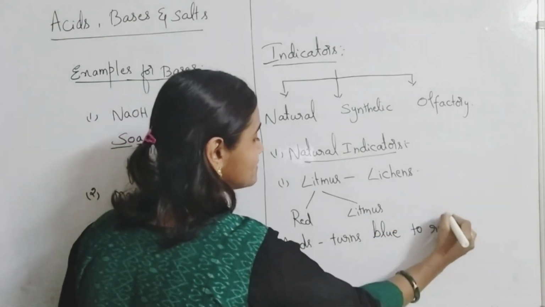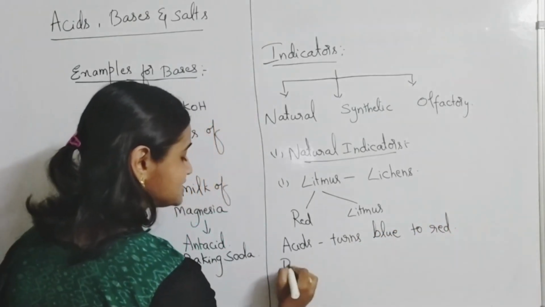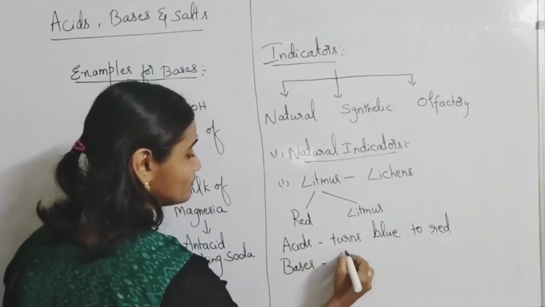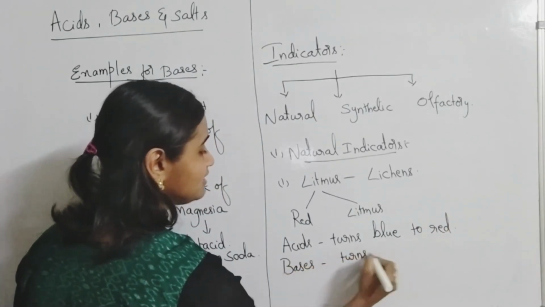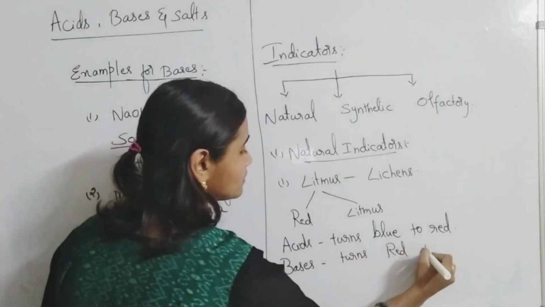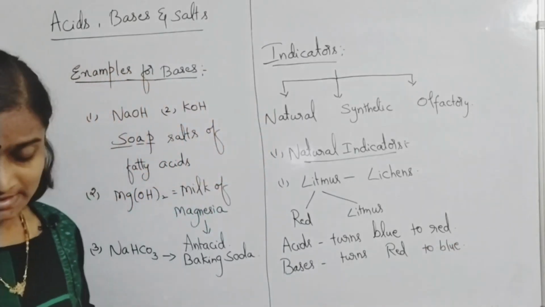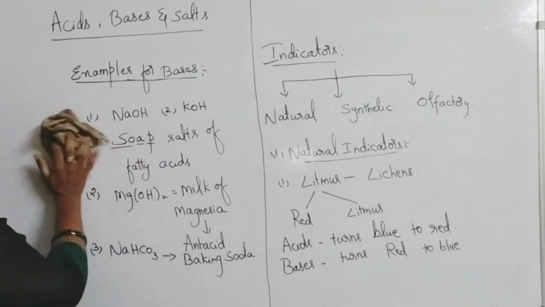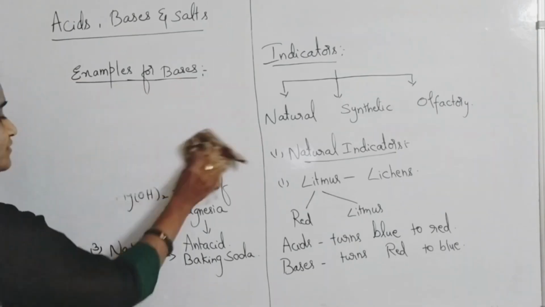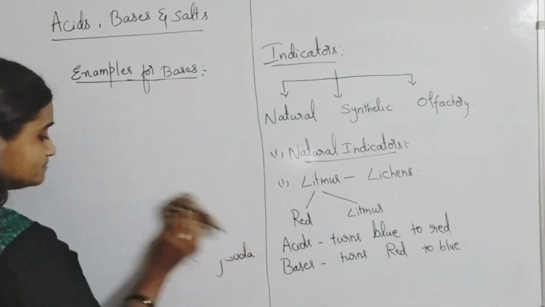And bases turn red litmus to blue. Bases turn red litmus to blue. This is about litmus papers which we have learnt in our lower classes. So now the second type of natural indicator you have to remember.